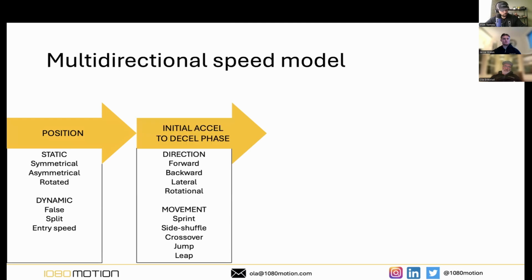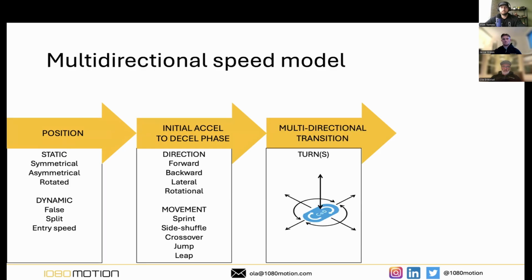The next component is, which direction am I going? Am I going forward, sideways, backwards, or do I open up and do a rotational movement pattern? And in terms of movement pattern, what kind of locomotive strategy do I select from? Is it a running thing? Is it a side shuffle, crossover, or is it some sort of different pattern that you're after?